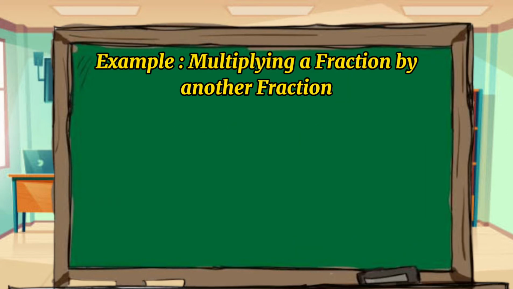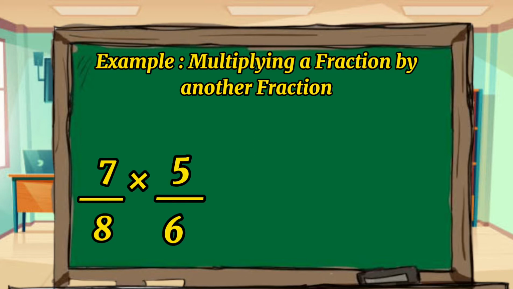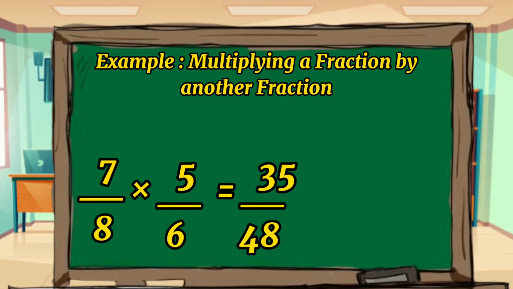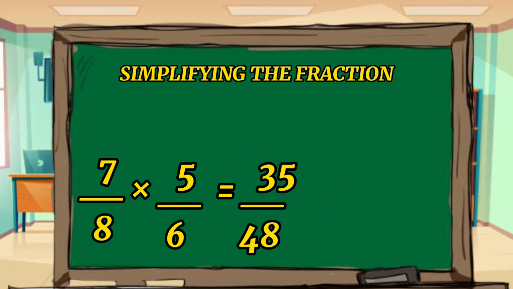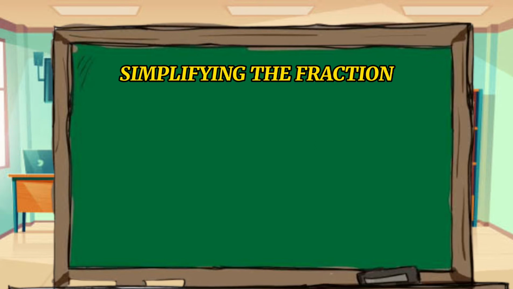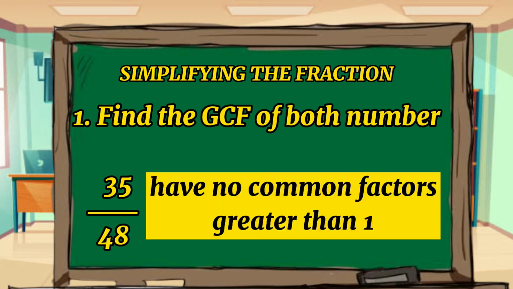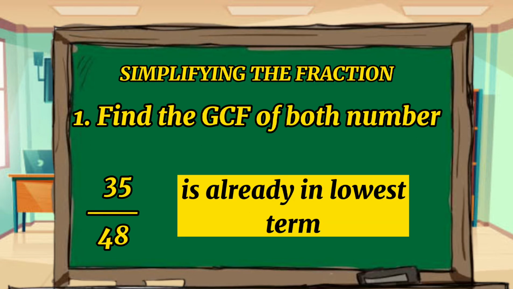Third example, 7/8 times 5/6. Numerator first, 7 times 5 equals 35. Next, the denominator, 8 times 6 equals 48. Let's see if 35/48 has a lower term. Let's check the GCF of both numbers. 35 and 48 have no common factors greater than 1. Therefore, 35/48 is already in lowest term.